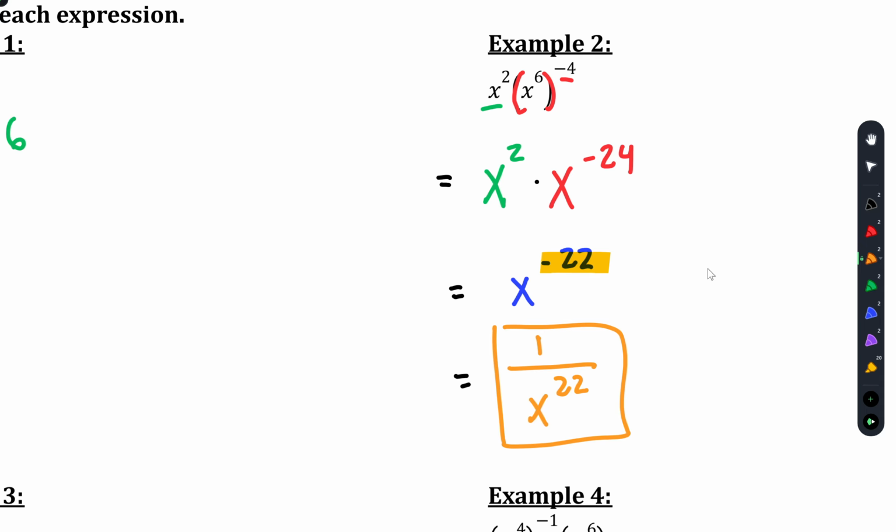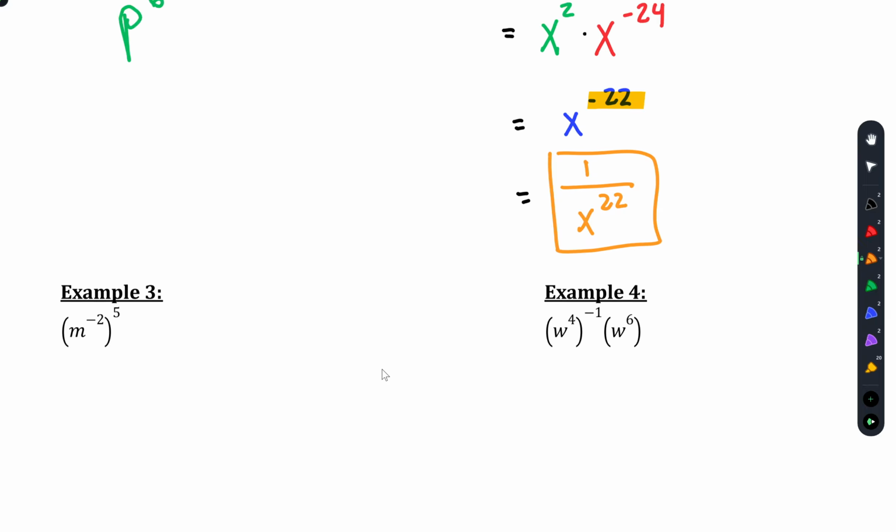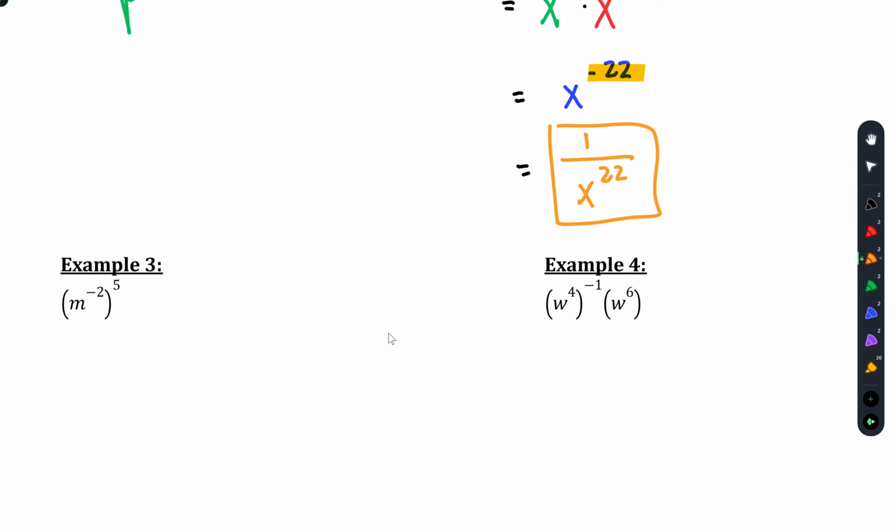Any questions on that? Okay, example 3. M to the negative second times m to the negative second to the fifth power is what? M to the negative 10th. Is that simplified? What's the simplified form? 1 over m to the 10th. Beautiful.